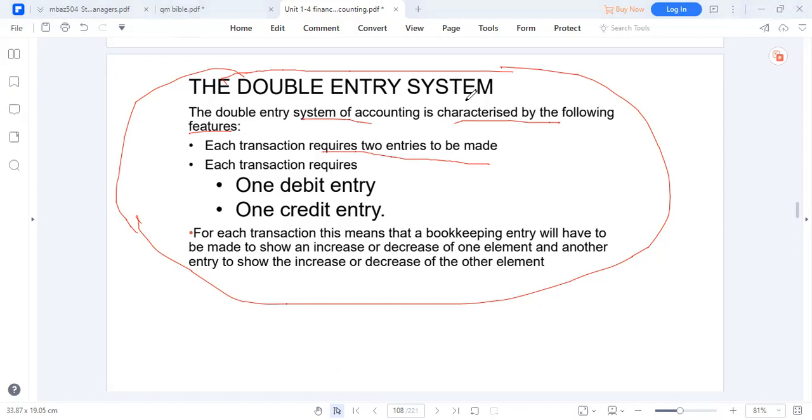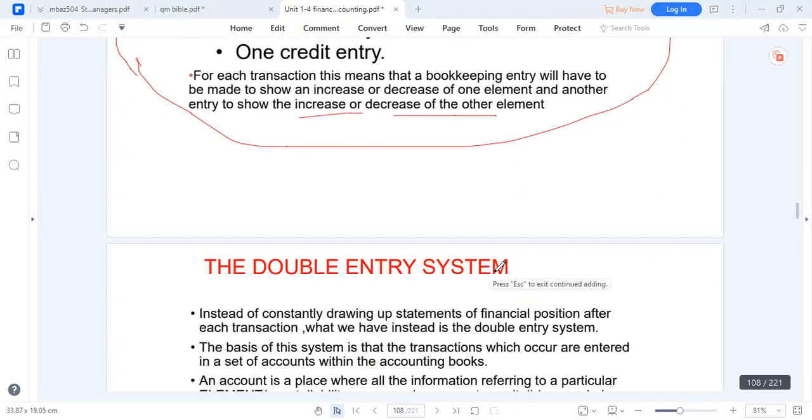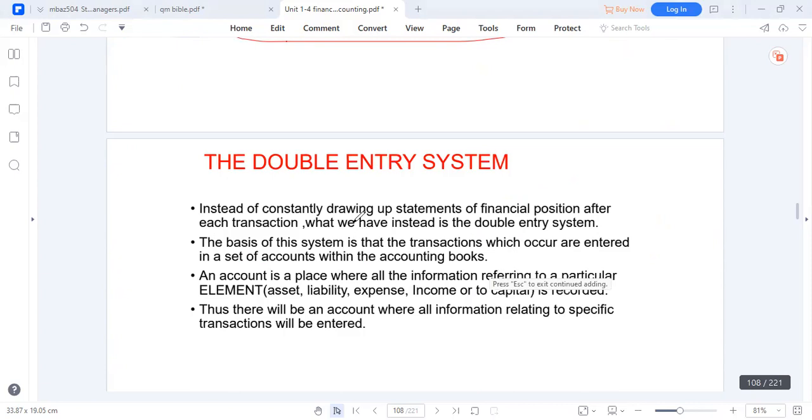For each transaction, a bookkeeping entry has to be made to show the increase or decrease of one element, and another entry to show the increase or decrease of the other element. Instead of constantly drawing up statements of financial position after each transaction, we have the double entry system. An account is a place where all information referring to a particular element, such as assets, liabilities and expenses, is recorded.